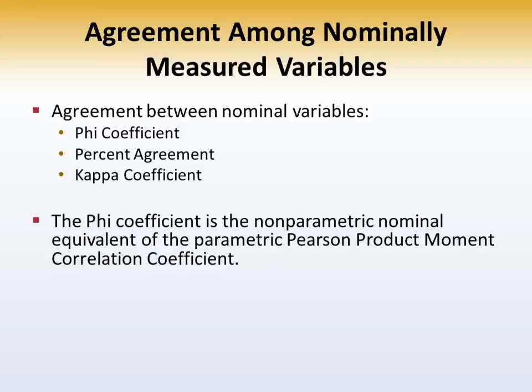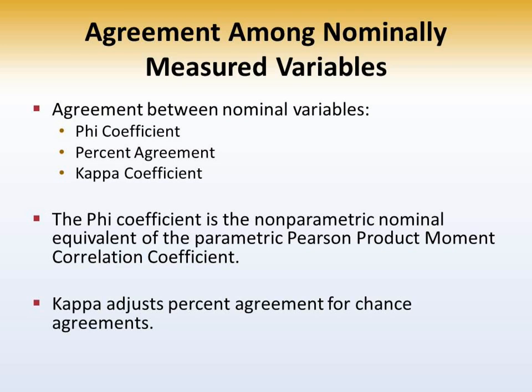Essentially, it's the correlation between ones and zeros on the x, ones and zeros on the y. We can also look at agreement by looking at simply the percent of agreement. If you passed the test on one occasion, did you pass it on the second occasion? If you failed on the first occasion, did you fail it on the second occasion? We could look at percent agreement. Unfortunately, percent agreement is an overestimate of the true agreement because there are chance agreements that could occur. Kappa adjusts for these chance agreements.